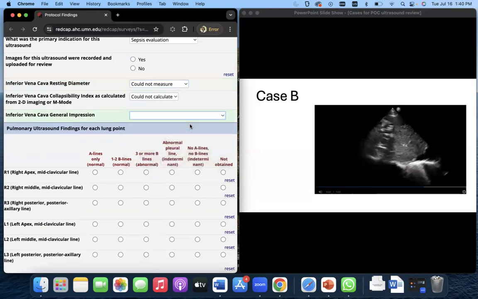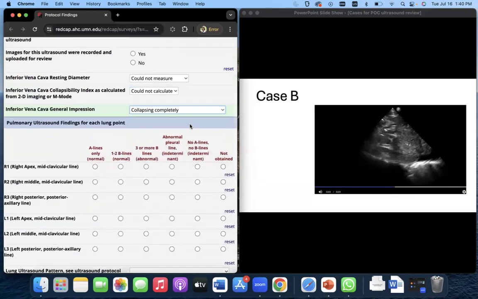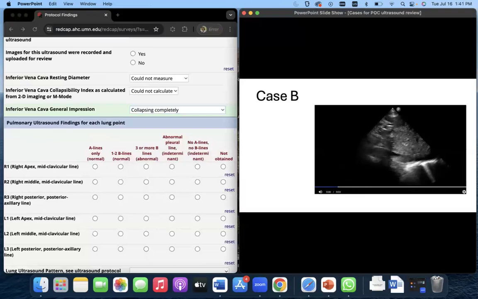So in this one, it's collapsing completely, and a completely collapsing IVC tells you that the patient has a very low central venous pressure, and certainly if they have sepsis, warrant some additional fluids, regardless of what the formal measurement might be. So sometimes, from a clinical standpoint, completely collapsing, regardless of what the resting diameter is, doesn't necessarily change what you do. So from a very formal standpoint, this would be the way to fill. If this is the only image available, we would just say collapsing completely. Okay.